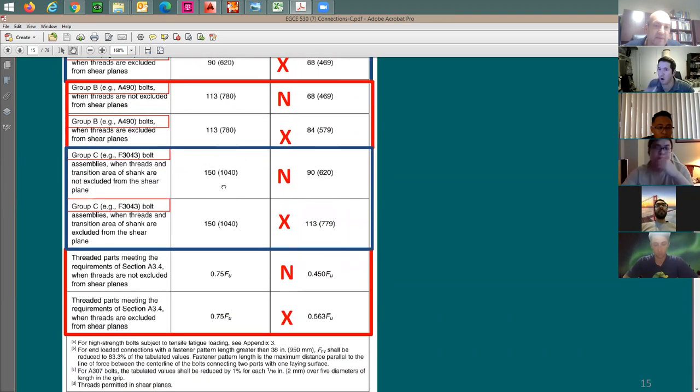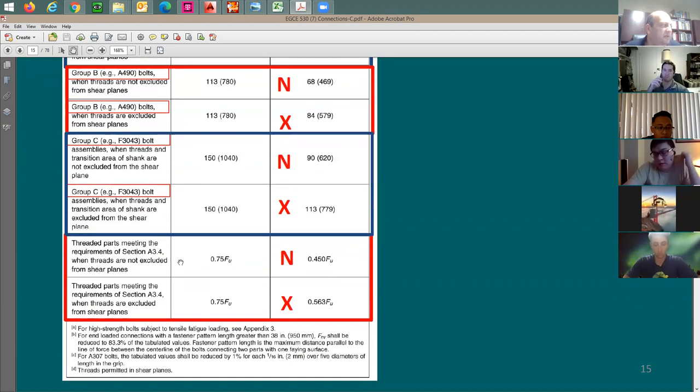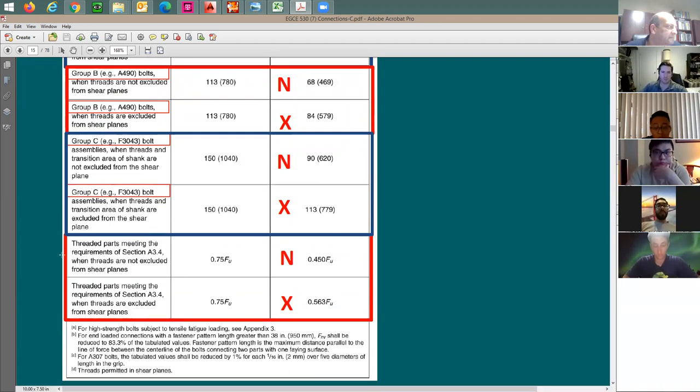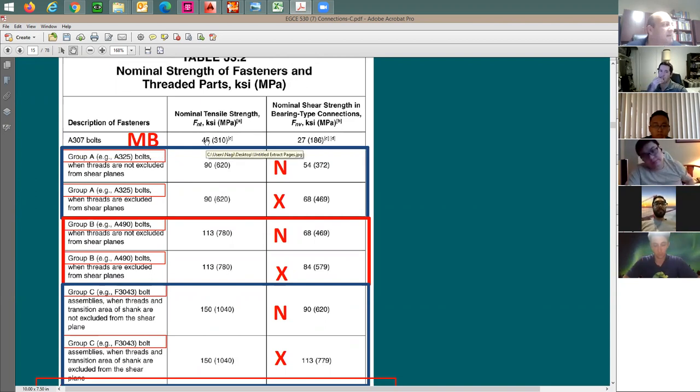If you know nothing about the threaded part or the fastener, you can use this information provided at the bottom, which is this guy here. For each one of these groups, you're going to have the tensile strength in KSI, and here's a number. For example, for A307, it's going to be 45 KSI. Once you hit here, Group A is going to be 90, like the A325.